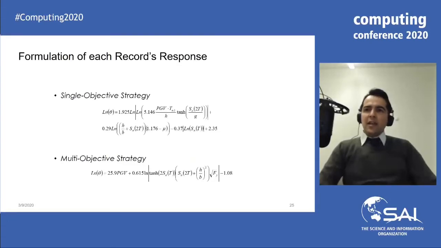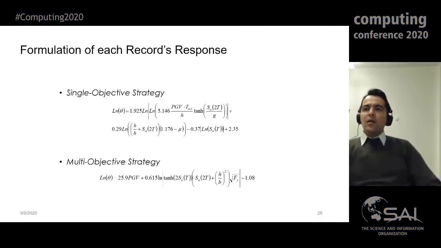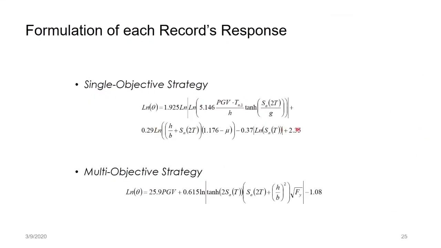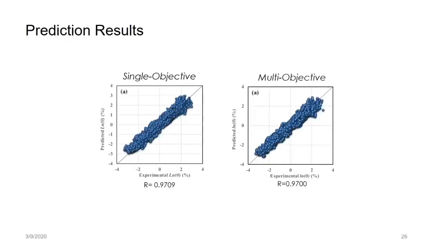If I use a single objective strategy and only want to maximize the accuracy, this is the equation, and this is the equation using the multi-objective strategy. And you can see the accuracy of the single and multi-objective strategies are very close, both close to 0.97 correlation coefficient. And the results are very good, which means they have a very high correlation coefficient, close to 1.